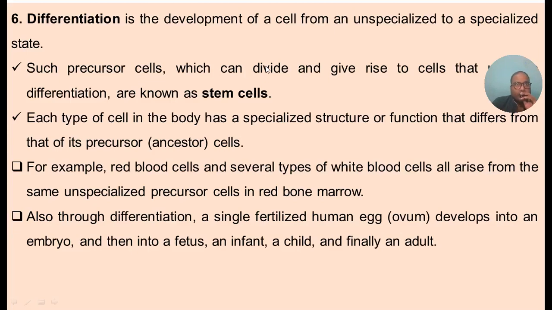So differentiation is the development of a cell from an unspecialized state, meaning there is no characteristic feature, no specialization in that particular cell. It is pure, in the initial stage. It can form any kind of cell. The cell is not for any specific specialization yet. So it is an unspecialized cell like the zygote, and the zygote divides and redivides, forming unspecialized cells in the initial stage of development.